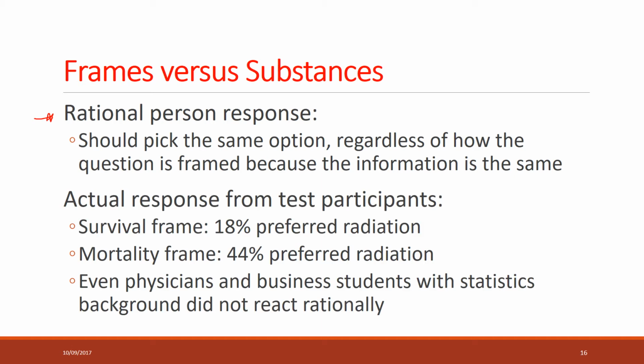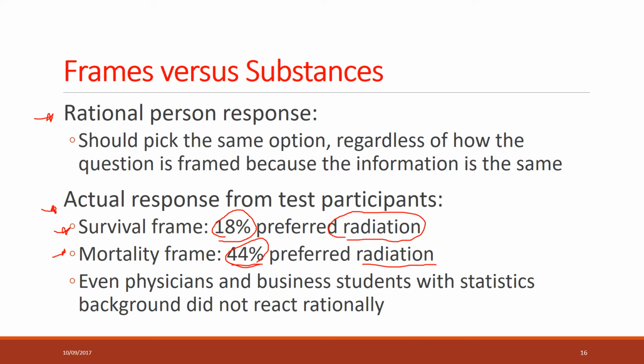But the actual response that people found from doing that experiment is that in the first case, when we talk about survival rate, 18% of people choose radiation compared to surgery. So with surgery, we have a higher survival rate for the 5-year horizon. However, when we frame the question by showing the mortality rates, then the response is a bit different. In this case, 44% of people prefer radiation.